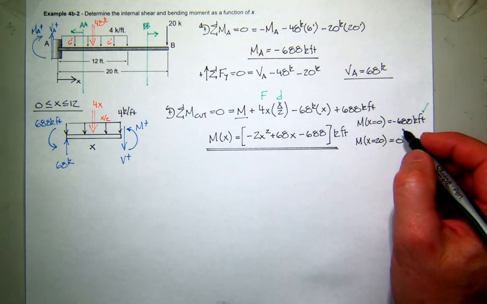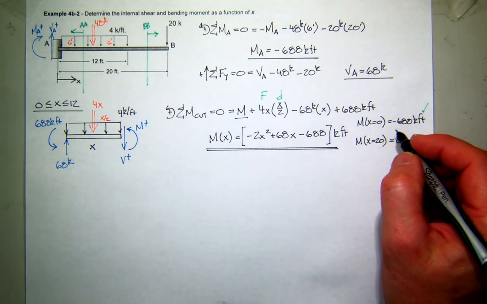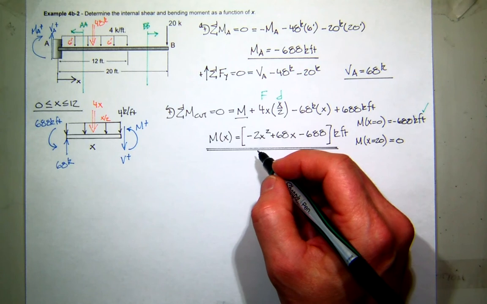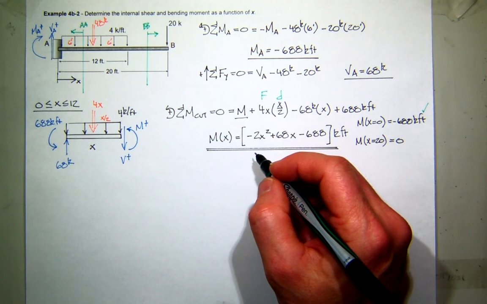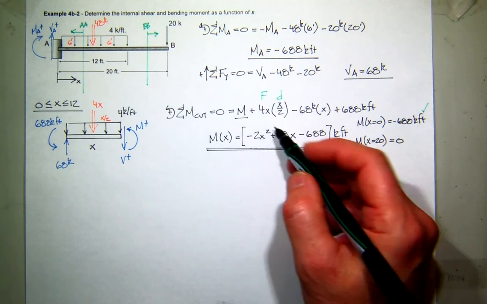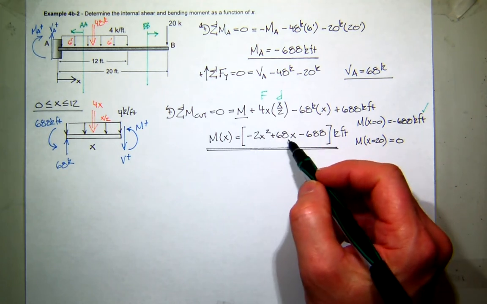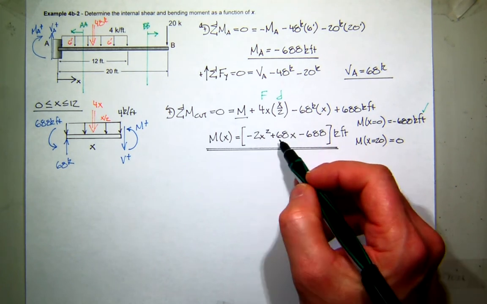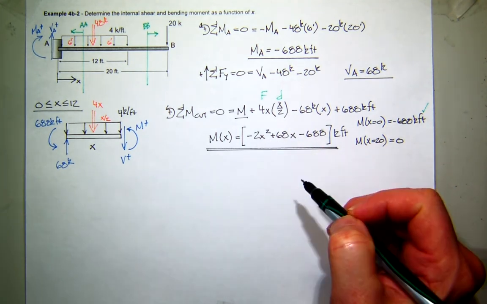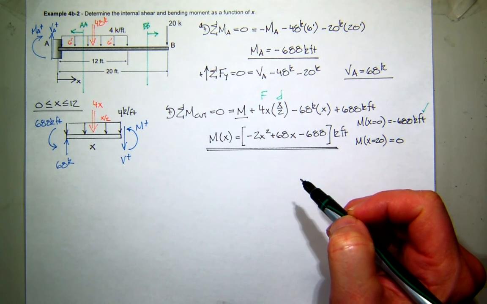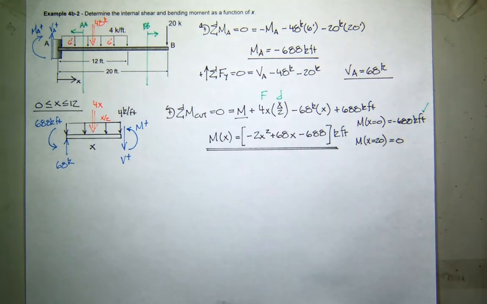Did you get 0? I'm getting 0. No, that's not good. You didn't get 0 either? Did we screw up? Maybe I screwed up here. Let's see. 2x squared, negative, positive. You didn't get 0 at x equal 20? Got negative 128. 128? We screwed something up then. Oh, no we didn't. What did we screw up?